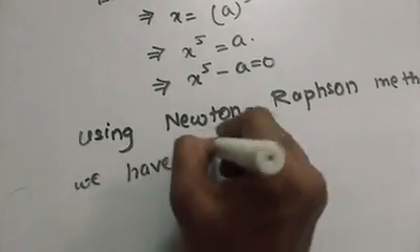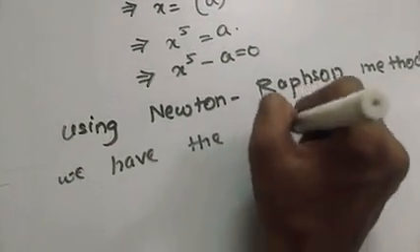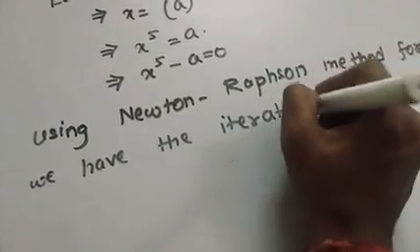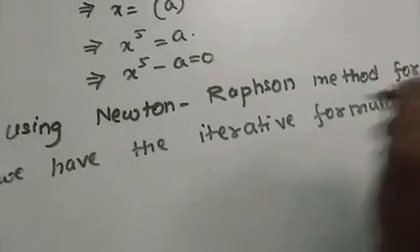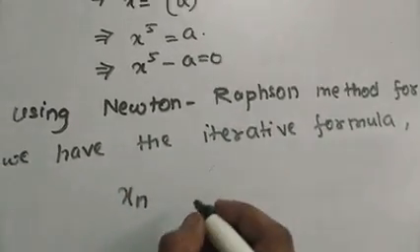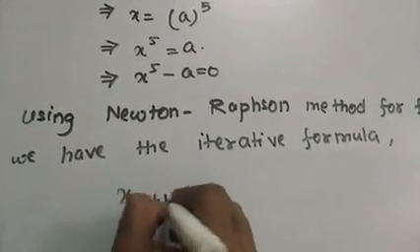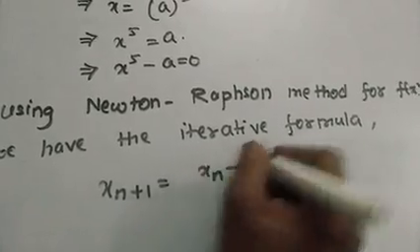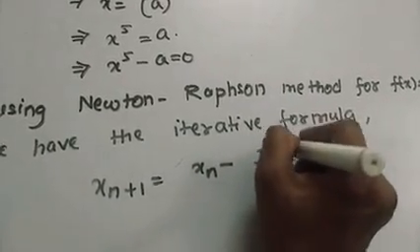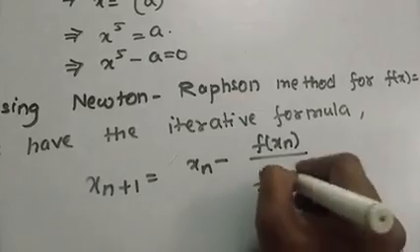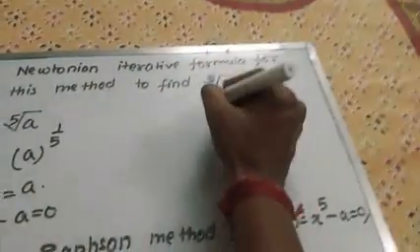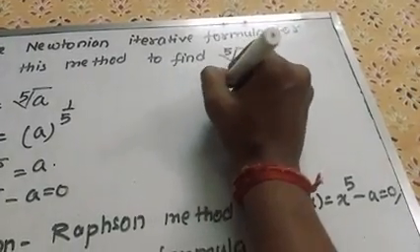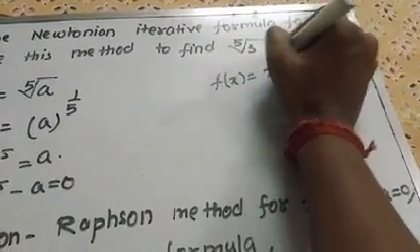We have the iterative formula. What was the formula? Xn plus 1 equals xn minus f of xn divided by f dash of xn. What is your f of x? X to the power 5 minus a.